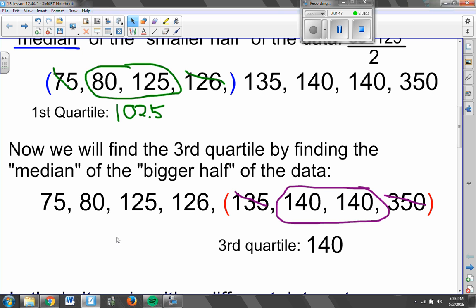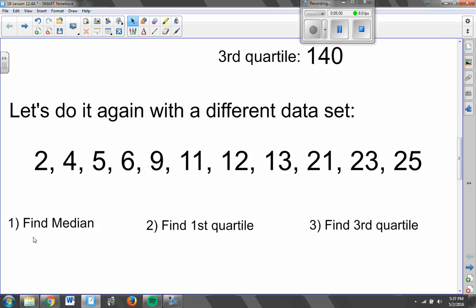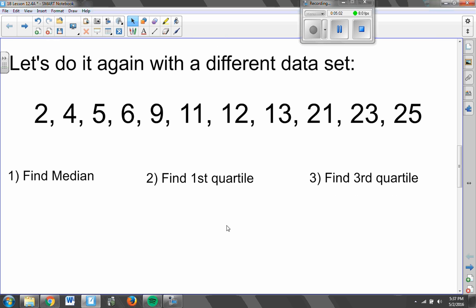So once we find the median, we can then find the first quartile by finding the median of the lower half. We can find the third quartile by finding the median of the upper half of this data set. Let's try this process again with a different data set, just so we can see what happens when things are a little bit different in terms of finding our median. If I have this data set, 2, 4, 5, 6, 9, 11, 12, 13, 21, 23, 25, the first thing I want to do again is find the median. So I'll start crossing things out.